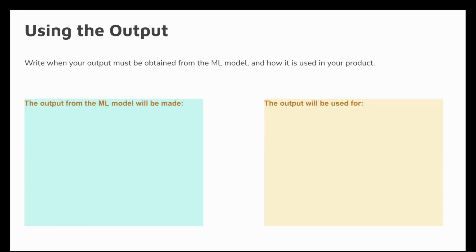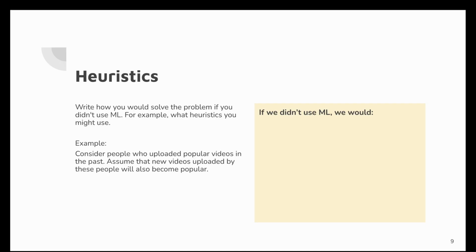On the next slide, write down how frequently the model output will be generated and when and how it will be consumed. Will the model output have to be engineered? Finally, think about how it will be integrated into your product. Okay, now let's think about how you would solve your problem if you didn't use machine learning. The exercise of making a heuristic will often help you identify good signals in your ML model.